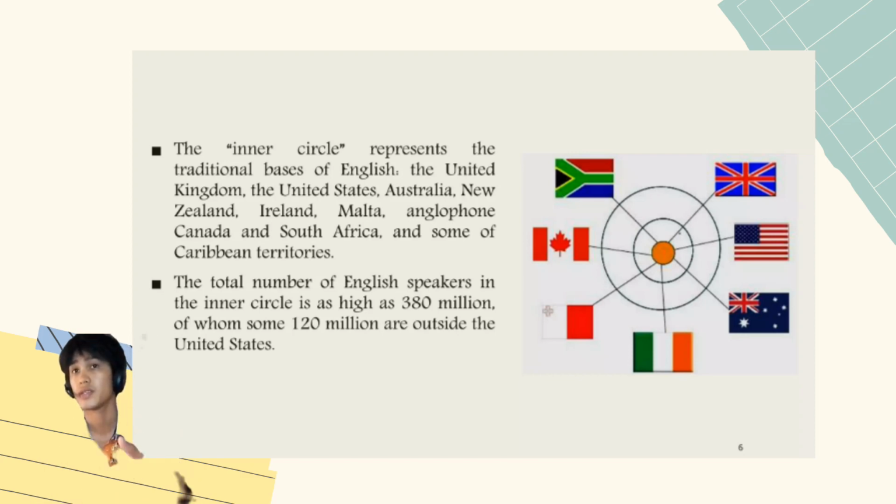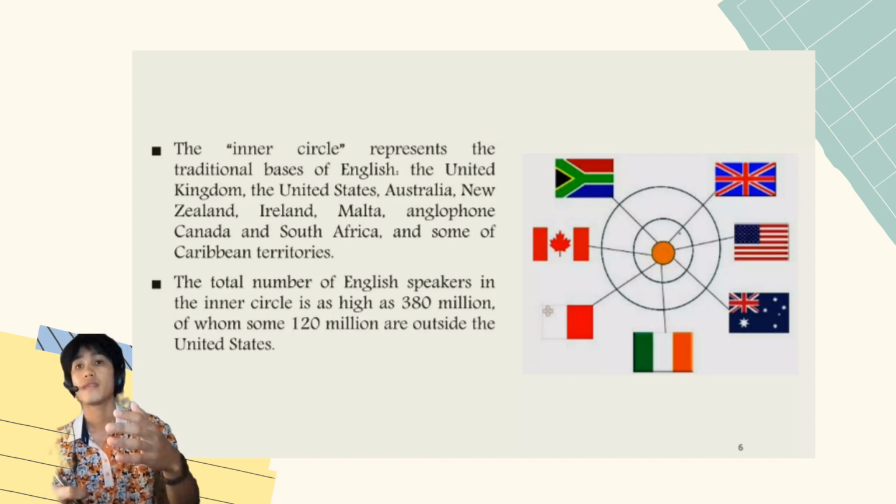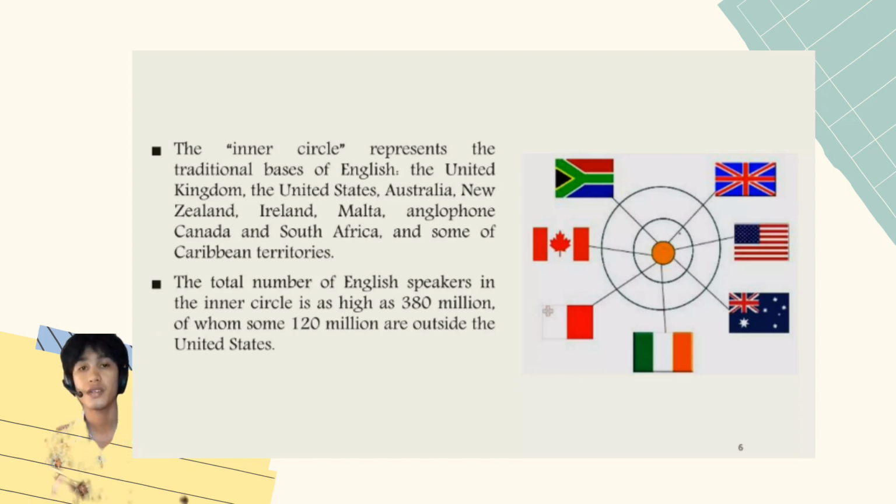The inner circle represents the traditional basis of English: the United Kingdom, the United States, Australia, New Zealand, Ireland, Malta, Anglophone Canada, South Africa, and some Caribbean territories. In the inner circle, English is their first language. The total number of English speakers in the inner circle is as high as 380 million, of whom some 120 million are outside the United States.